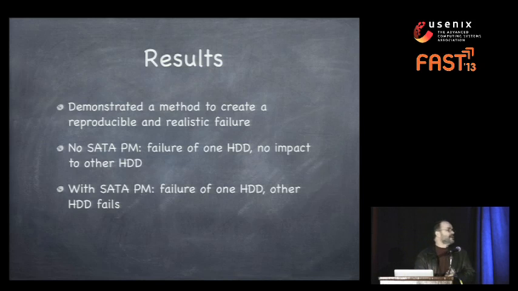So the result was that we were able to create a fun and realistic method for reproducible failures in disk drives just by simply taking off the top. We played with whether a smoker came into the room and so forth. That was kind of fun. But we also demonstrated the more serious result that with no SATA port multiplexers, the failure of one drive on a Linux system did not affect the other drive, which was a good result. And the second result was that with a SATA port multiplexer, every single time one drive failed, the other drive failed.